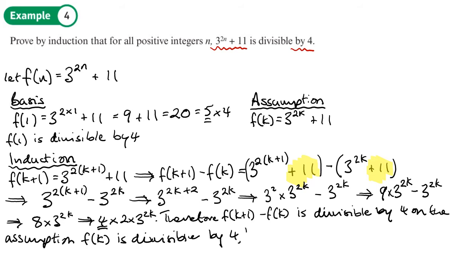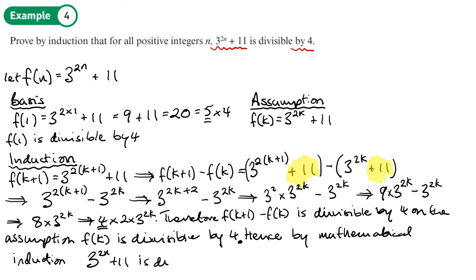So we can say something like, hence by mathematical induction, 3 to the 2n plus 11 is divisible by 4. Done.